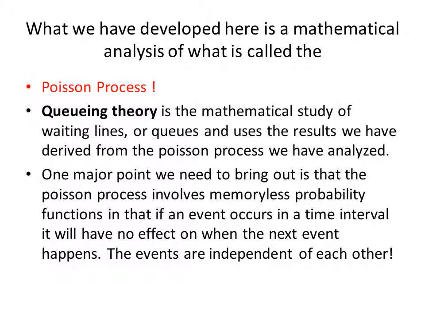Which means that we can start at the actual occurrence of a successful event, at that point being t naught, and look at the next time interval from t naught to t. The probability of t is of the exponential distribution.